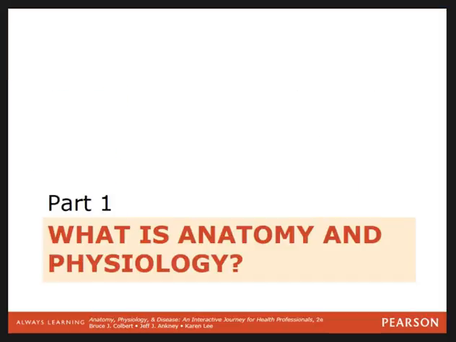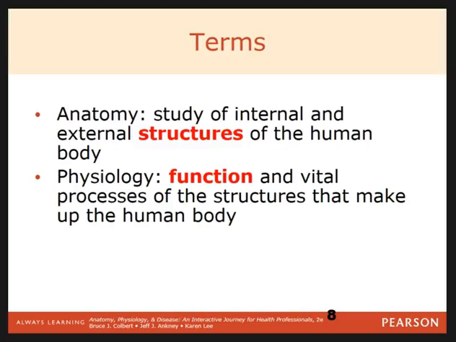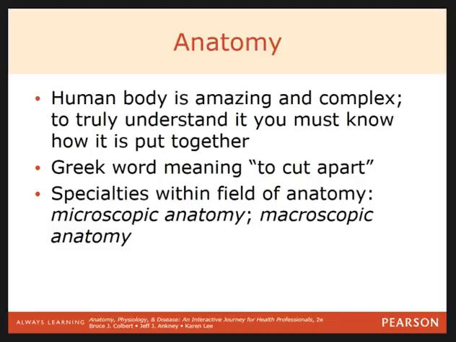Part 1. What is anatomy and physiology? It's important to understand the terms associated with studying anatomy and physiology. Anatomy is the study of the internal and external structures of the human body. Physiology is the function and the vital processes of the structures that make up the human body. Anatomy basically comes from a Greek word, but it's about how the body's put together or organized.